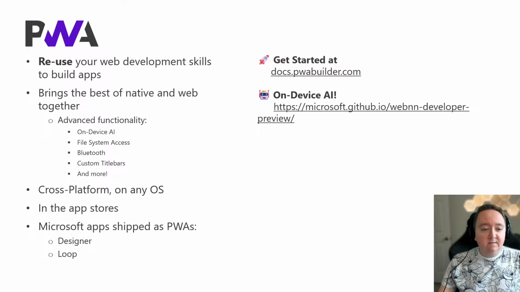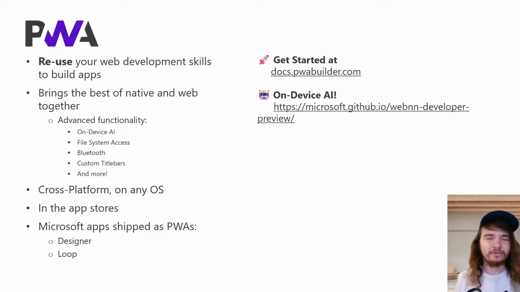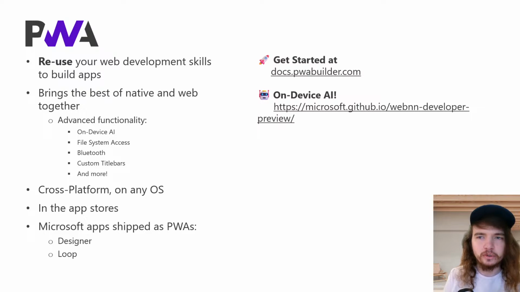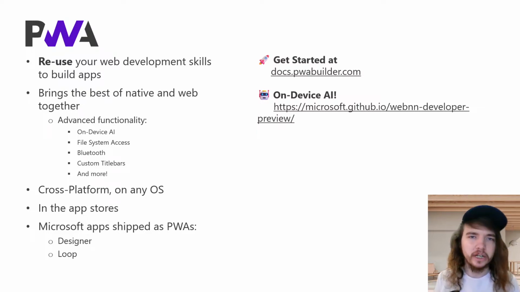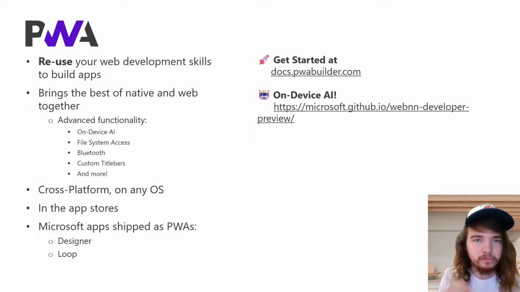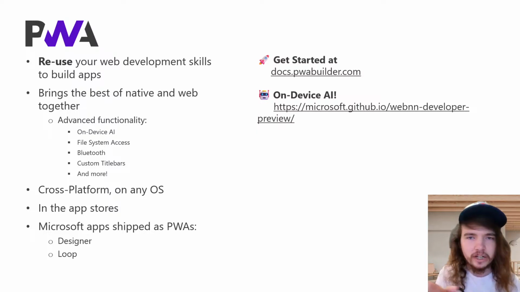Sure. All right. Let's see where I end up in the framing here. Progressive web apps will allow you to use your existing web developer skills. So if you know HTML, CSS, and JavaScript, you can use those skills to start building applications. These applications can be shipped to the app stores, such as the Microsoft Store and Google Play, which you can actually get started with over at docs.pwbuilder.com.